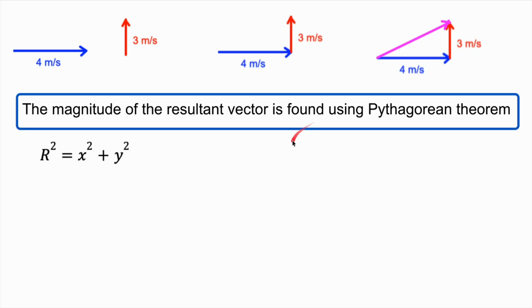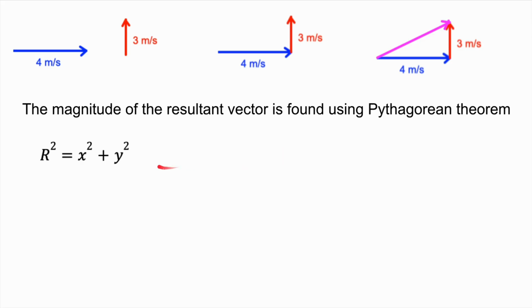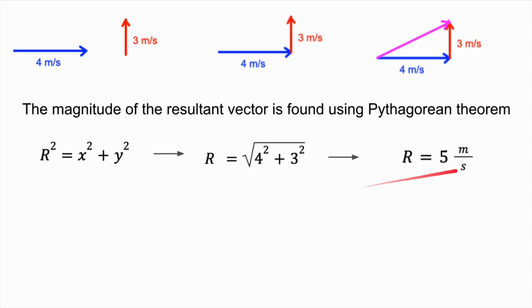Remember the Pythagorean Theorem just says the resultant squared is equal to x squared plus y squared. So let's try this here. My resultant is what I want, I don't want the square of it, so I'm going to take the square root of both sides so I just have r by itself. That means it's going to be the square root of 4 squared plus 3 squared. Again, I think you've done this before. So I find the resultant is 5 meters per second.